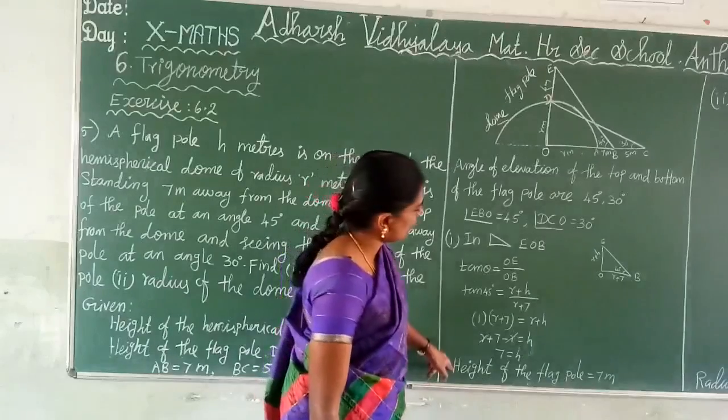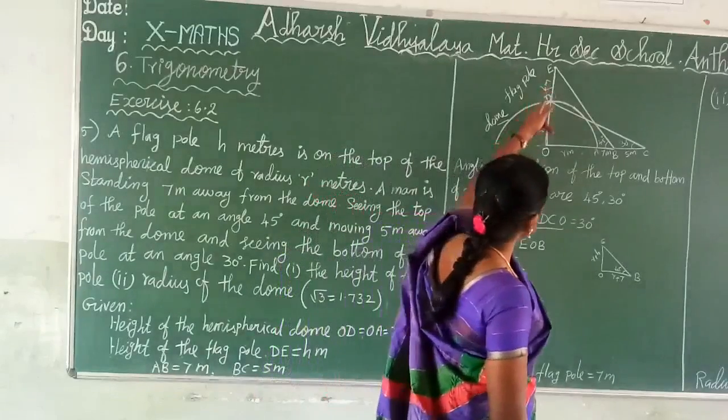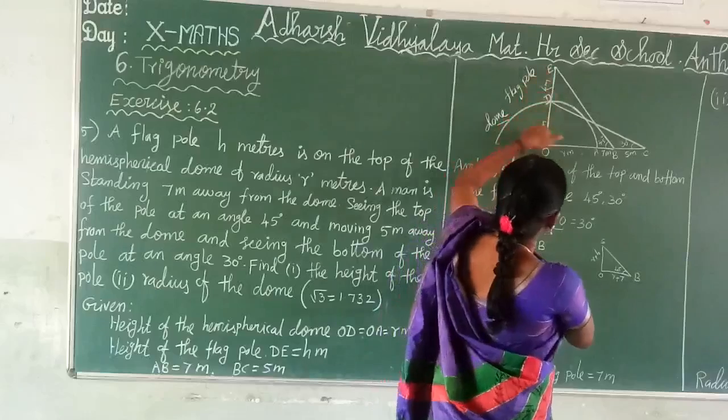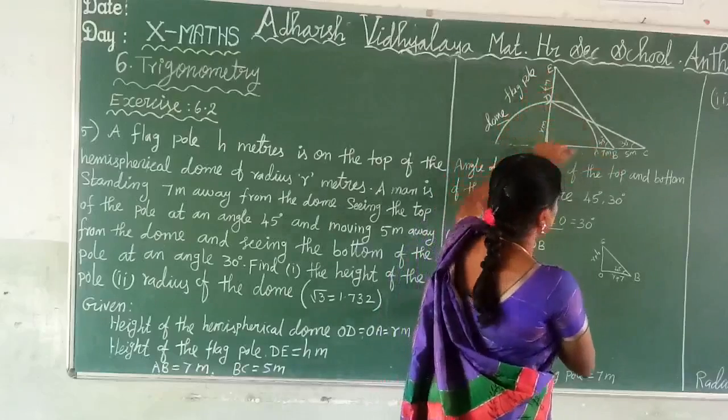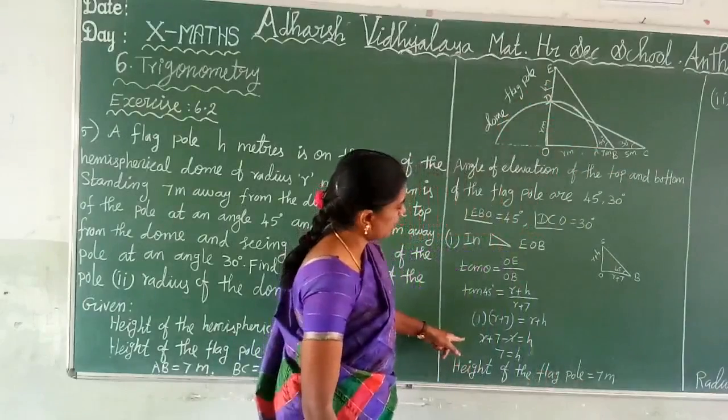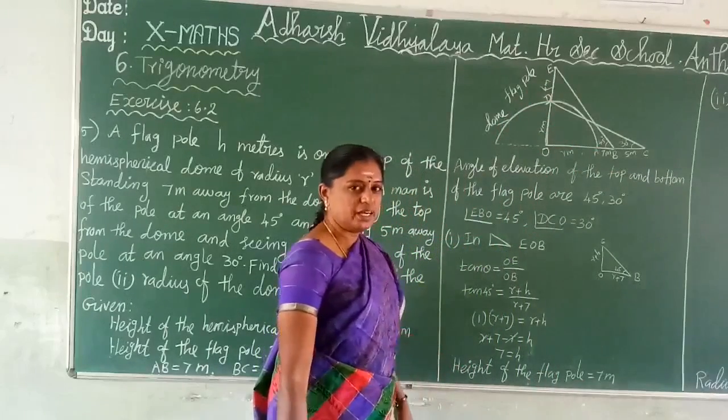We see the second one. We consider the triangle. What is it? First one you take EOB. Second one we take DOC. Clear? So if you select the triangle, you can easily find the radius of the dome.